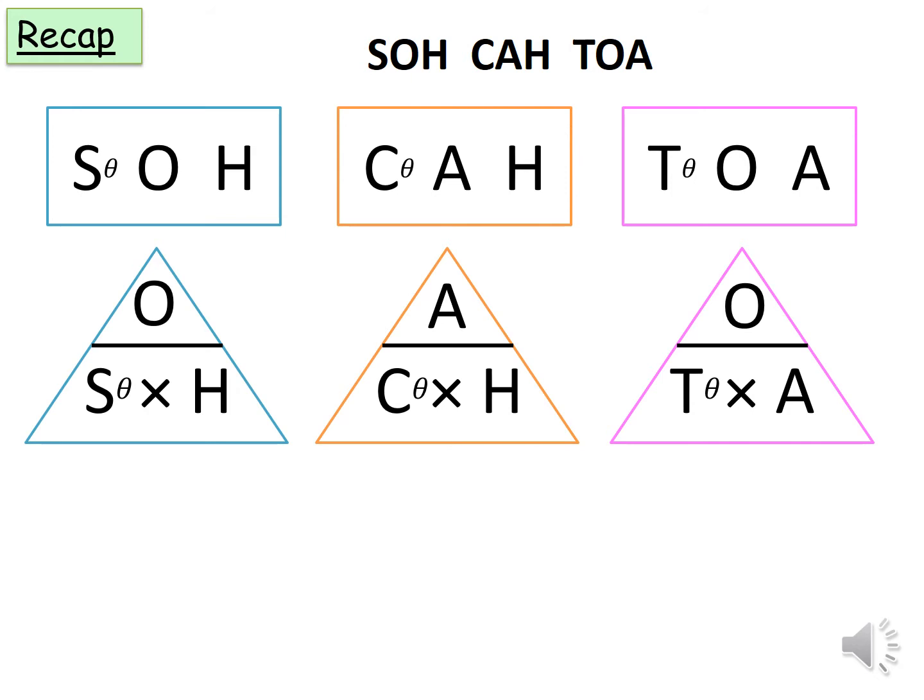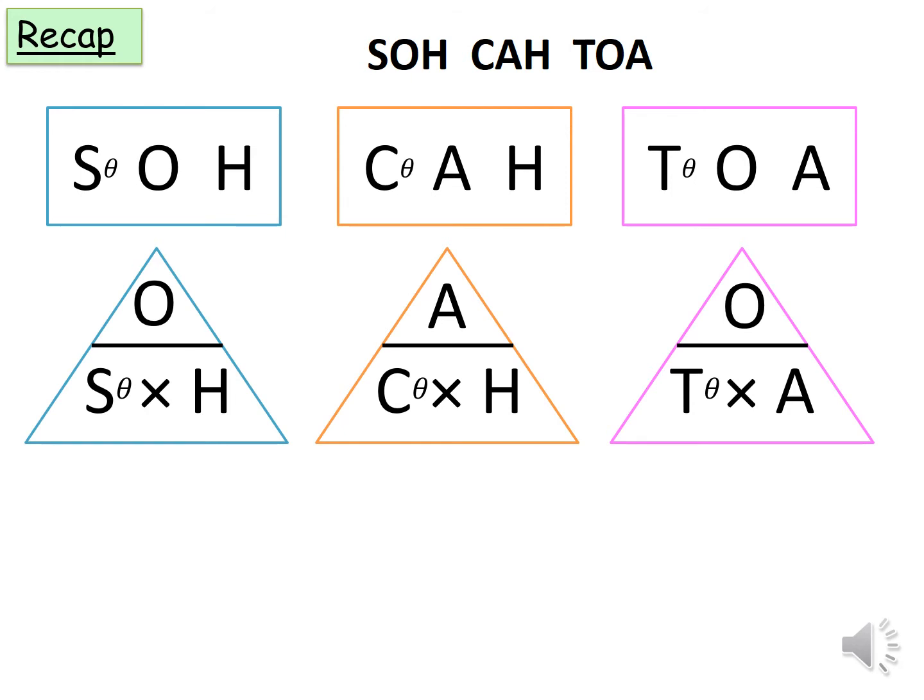One way that we can do that is to use the mnemonic SOHCAHTOA. SOH stands for sine theta, opposite over hypotenuse; CAH, cosine theta, adjacent over hypotenuse; and TOA, tan theta, opposite over adjacent.